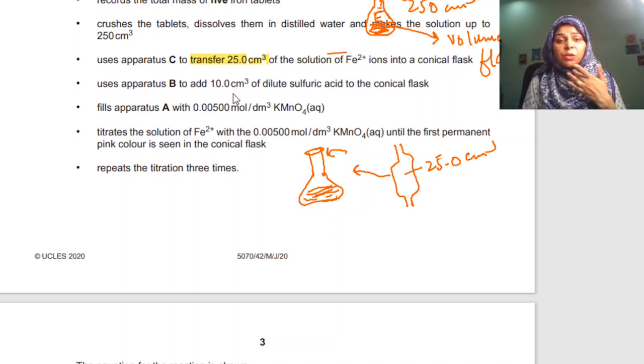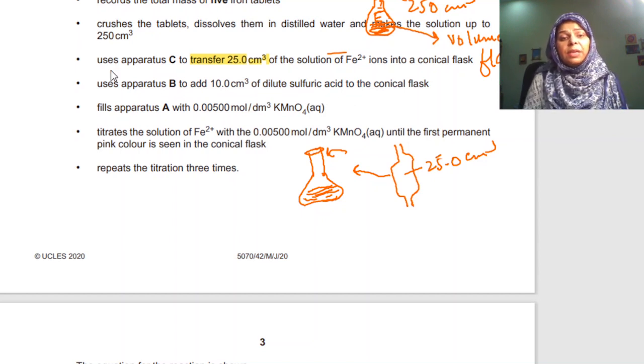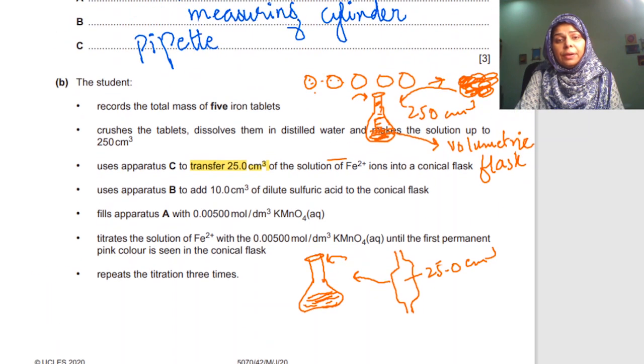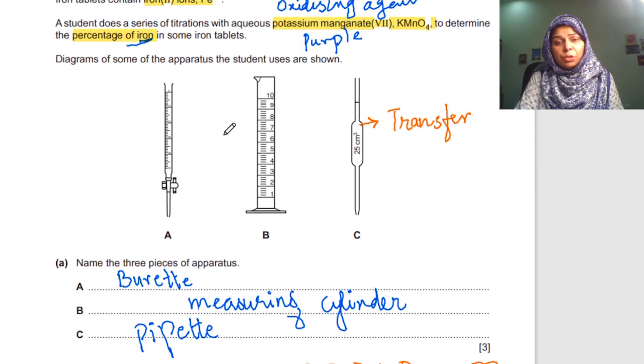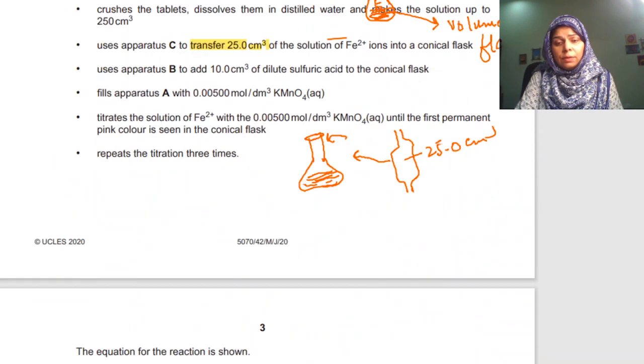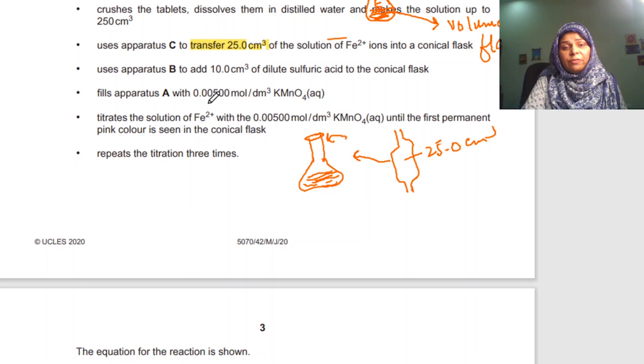Then uses apparatus B to add 10.0 centimeter cube of dilute sulfuric acid to the conical flask. What is apparatus B? It is the measuring cylinder. This measuring cylinder will be used to add 10.0 centimeter cube of dilute sulfuric acid to the conical flask. Then fills up apparatus A with 0.00500 mole per decimeter cube KMnO4.